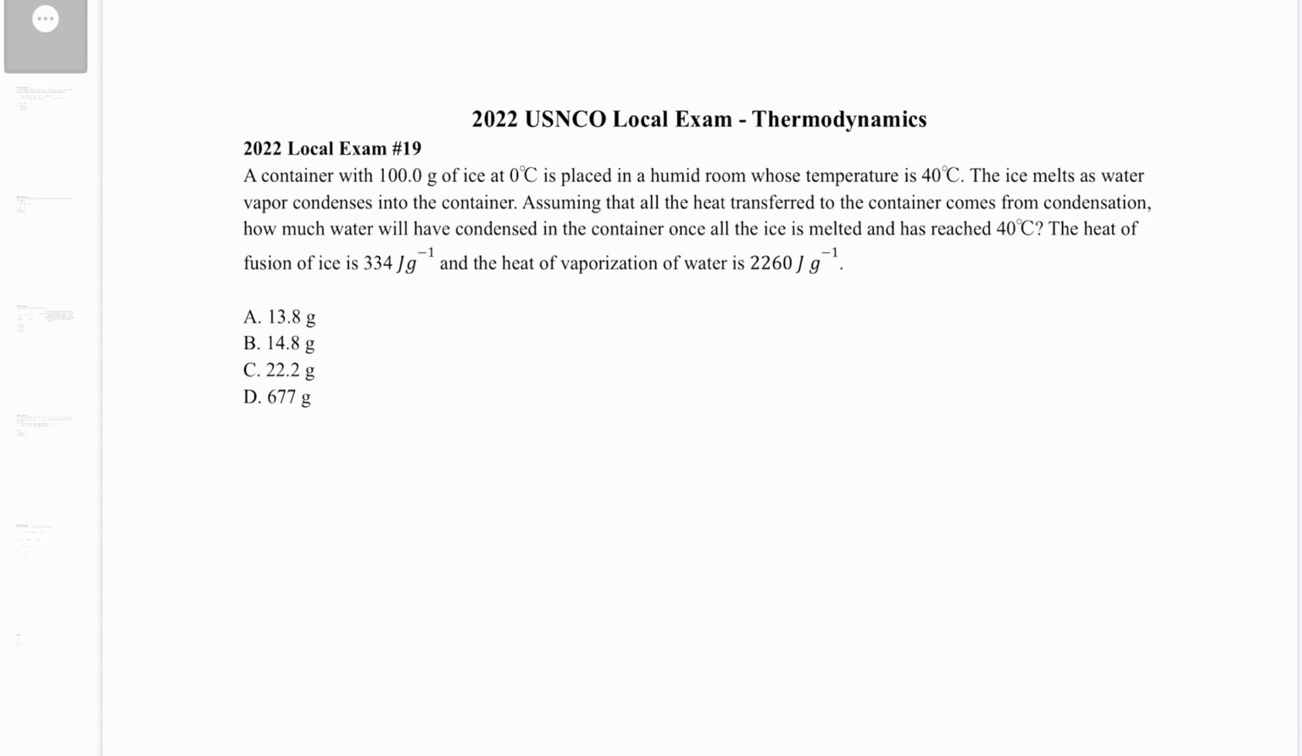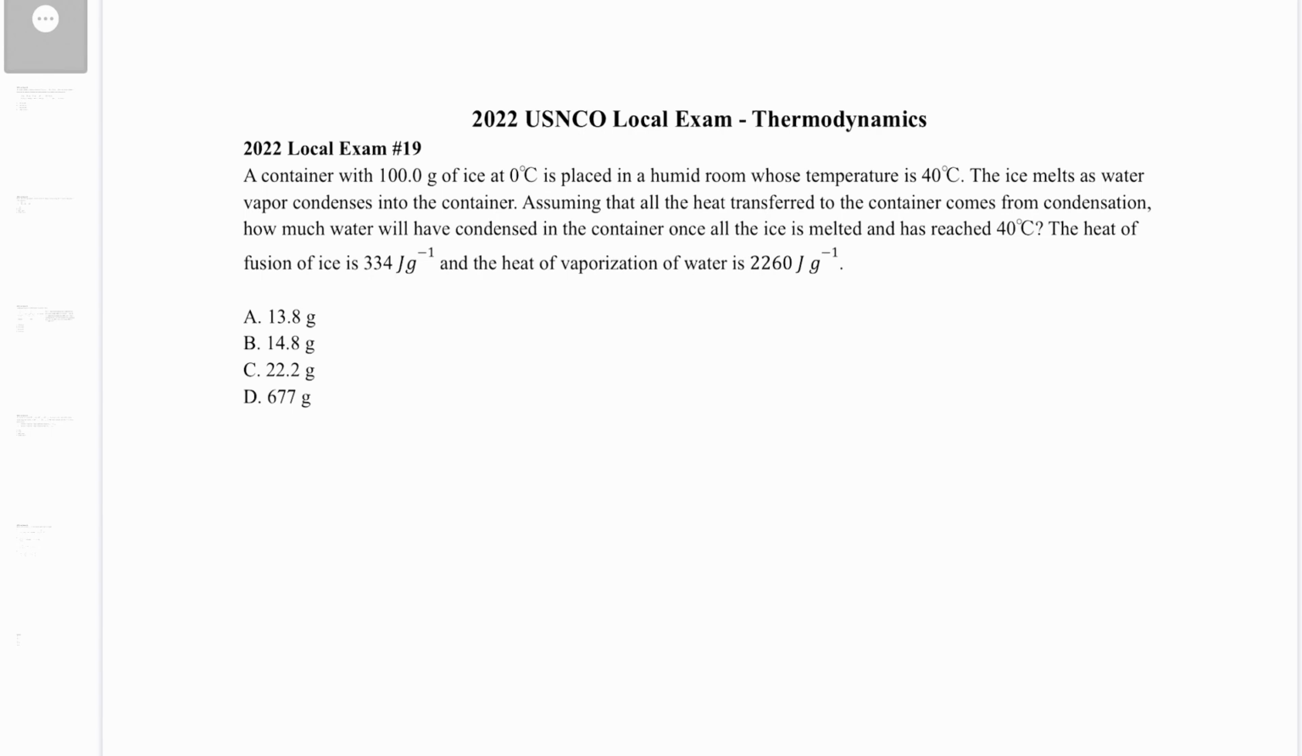A container with 100 grams of ice at 0 degrees Celsius is placed in a humid room whose temperature is 40 degrees Celsius. The ice melts as water vapor condenses into the container. Assuming that all the heat transferred to the container comes from condensation, how much water will have condensed into the container once all the ice is melted and has reached 40 degrees Celsius? And we're told that the heat of fusion of ice is 334 joules per gram, and the heat of vaporization of water is 2,260 joules per gram.